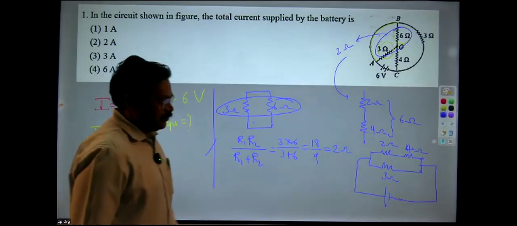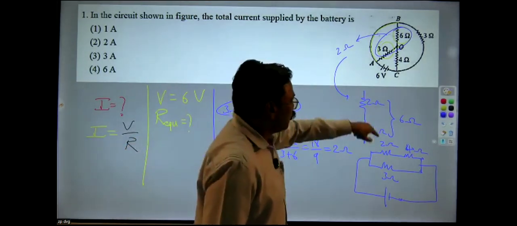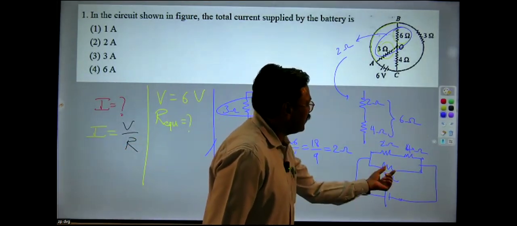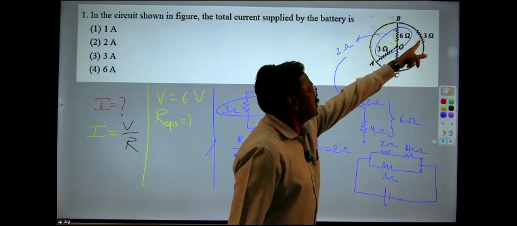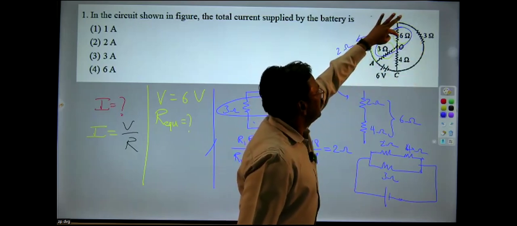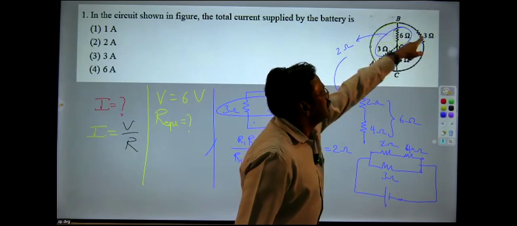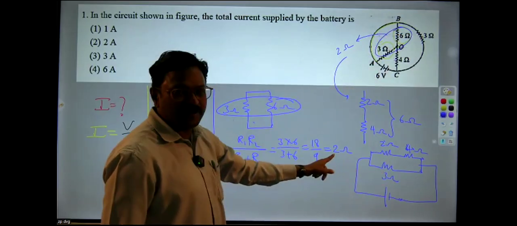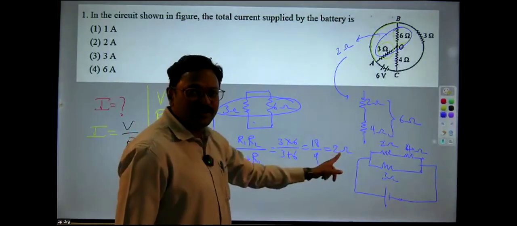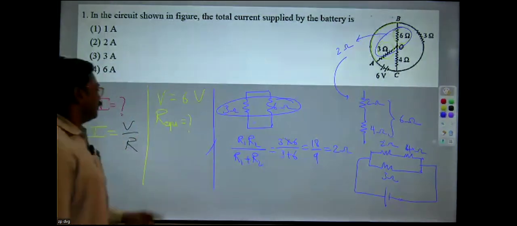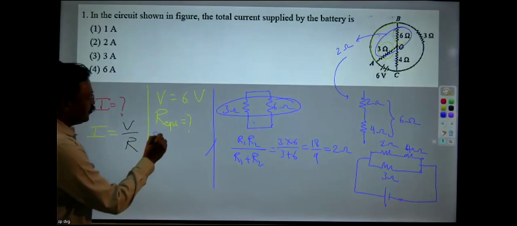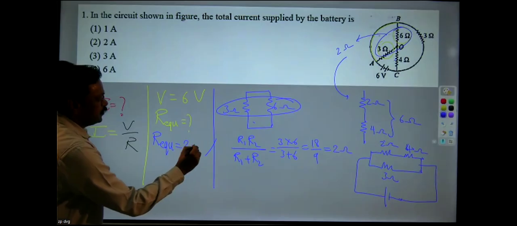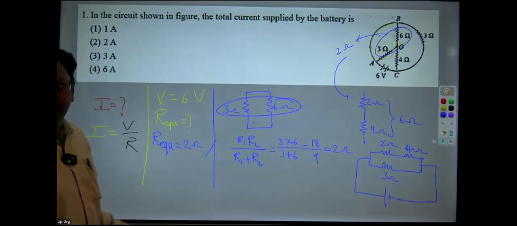Let me redraw the diagram like this. Here we have this 2 ohm and 4 ohm, which are in series combination, and their sum is in parallel with this 3 ohm resistance. So 2 plus 4 is 6, and 6 and 3 are in parallel combination. What is the equivalent resistance? Already we have seen here, it is 2 ohm. So what is the value of R equivalent? R equivalent is equal to 2 ohm.